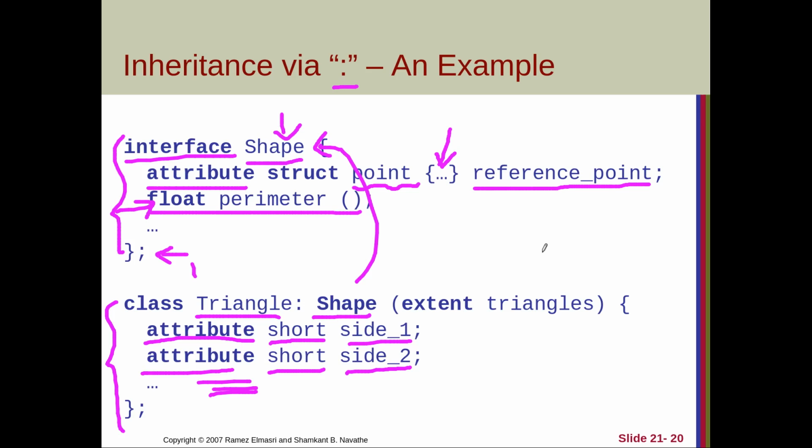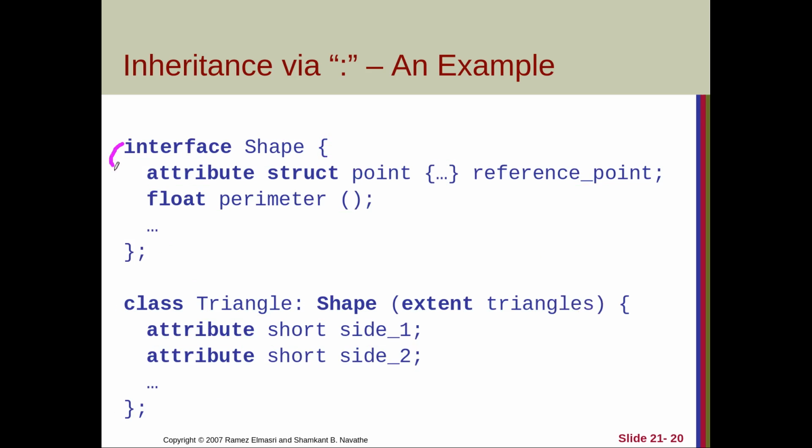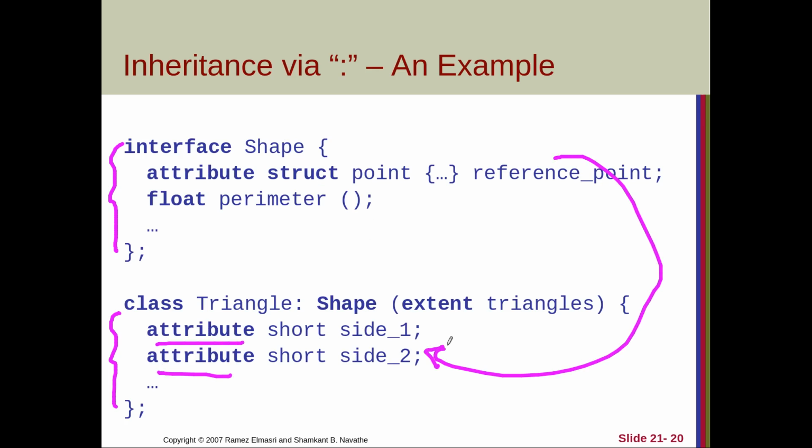So you can again look into the interface declaration: interface name, attribute declaration, operation declaration. Then we have class colon shape, that means it takes the properties of shape, and these are its own attributes. Along with these attributes, this reference point is also part of this particular triangle class, and this perimeter is also part of this triangle. These two properties are also added into the newly created class triangle. So this concept is almost similar to the interfaces used in Java.